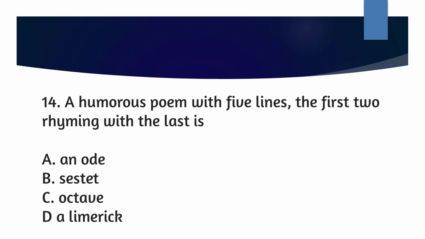Question 14. A humorous poem with 5 lines, the first 2 rhyming with the last, is A. An ode. B. A sestet. C. An octave. D. A limerick. The answer to this question is D. A humorous poem with 5 lines, the first 2 rhyming with the last, is a limerick.